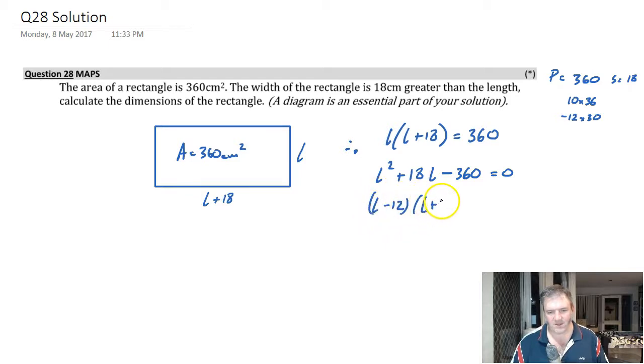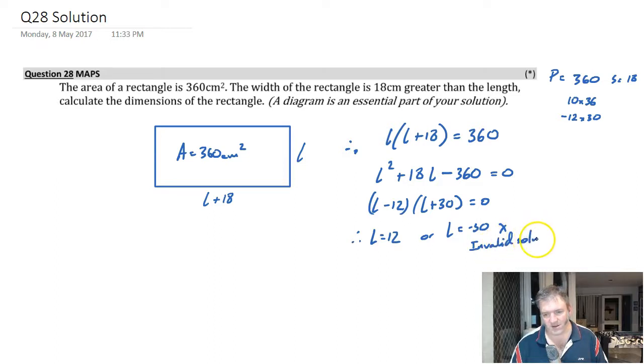L plus 18. Oh, sorry, why am I writing 18? Looked at the wrong thing. L plus 30 equals 0. Null factor law. If the first bracket equals 0, I'm going to get L equals 12 or L equals negative 30. Invalid solution.